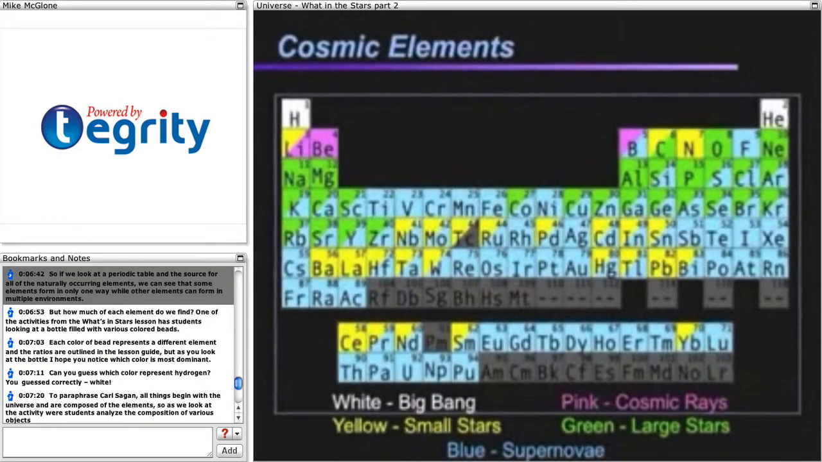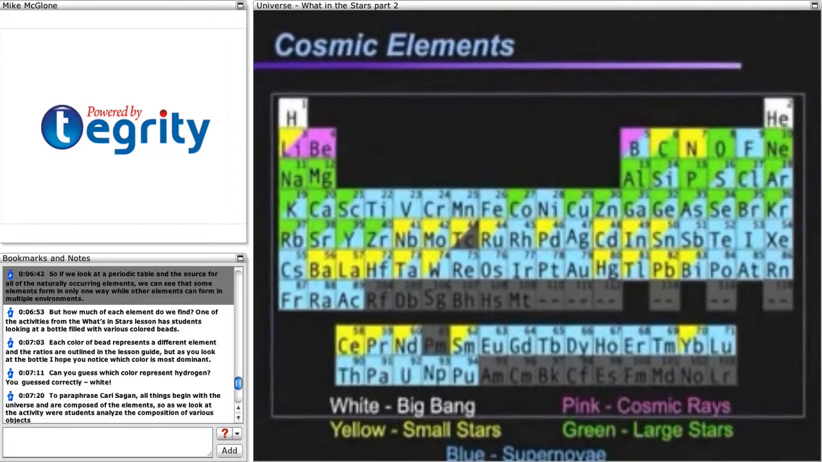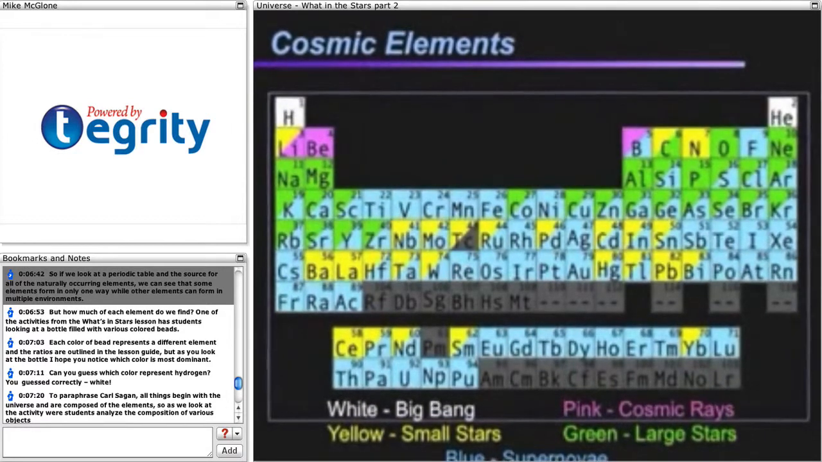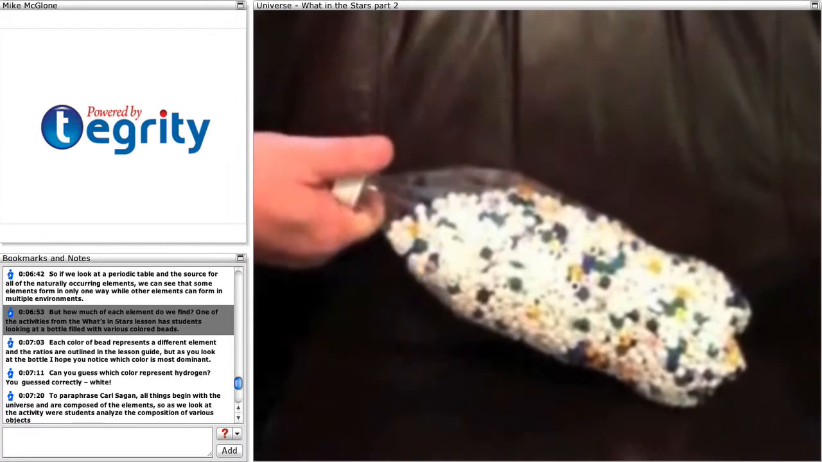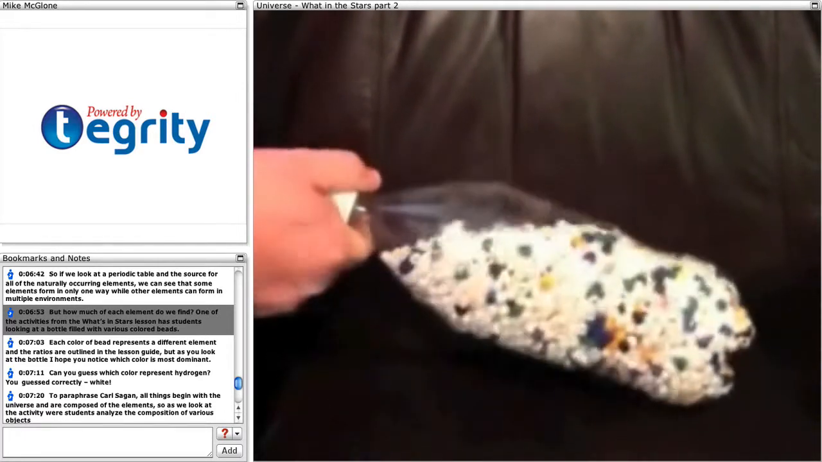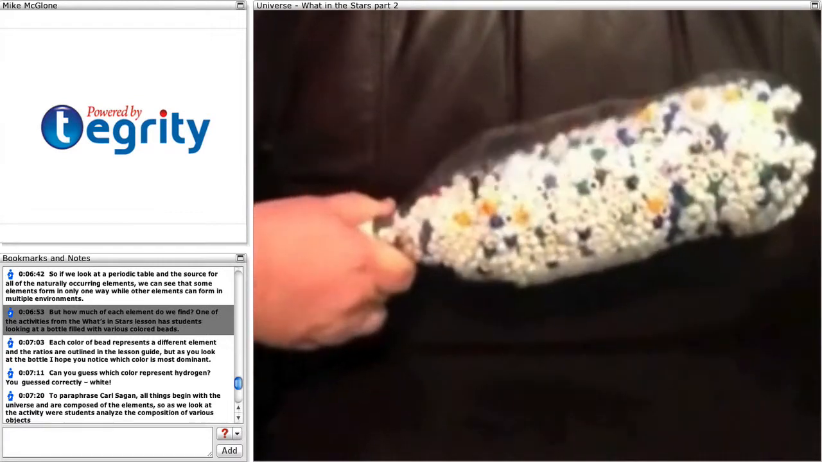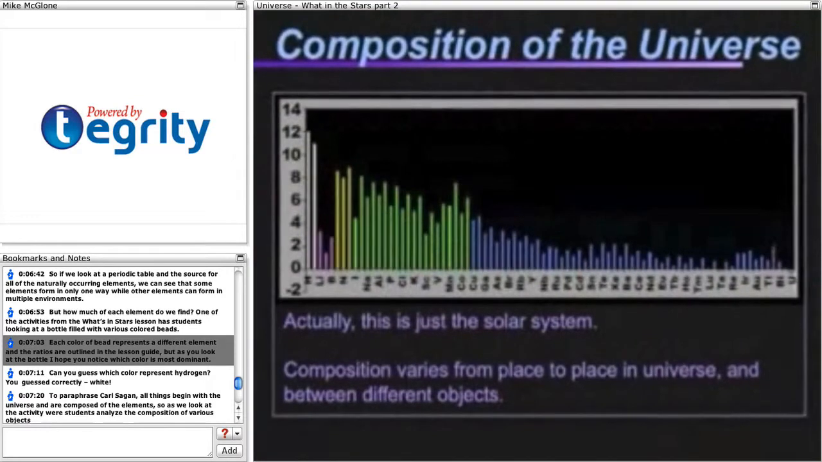So if you look at a periodic table and the source of all the naturally occurring elements, we can see that some elements form in only one way, while other elements can form in multiple environments. But how much of each element do we find? One of the activities from the What's in Stars lesson has students looking at a bottle filled with various colored beads. Each colored bead represents a different element, and the ratios are outlined in the lesson guide.